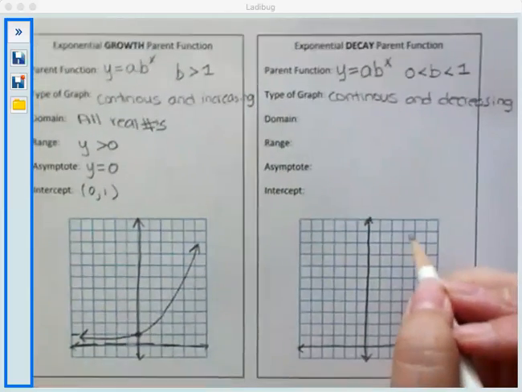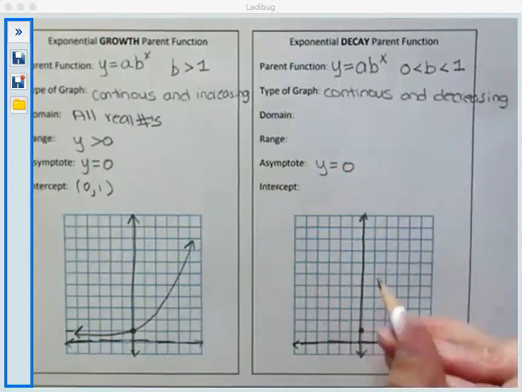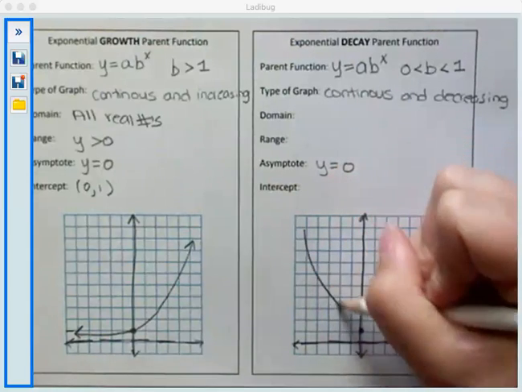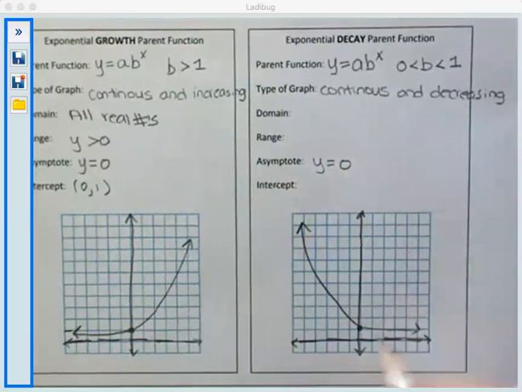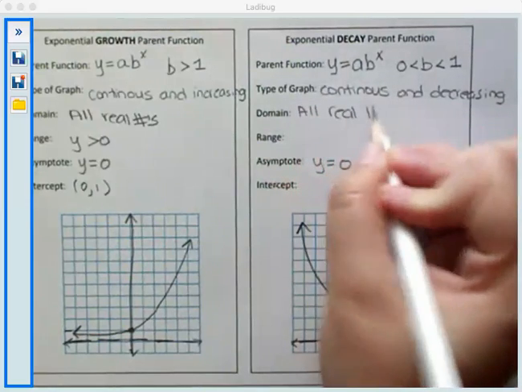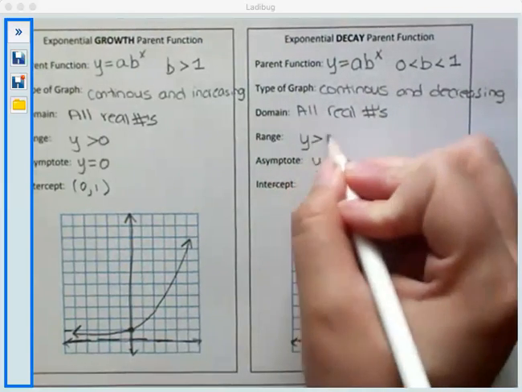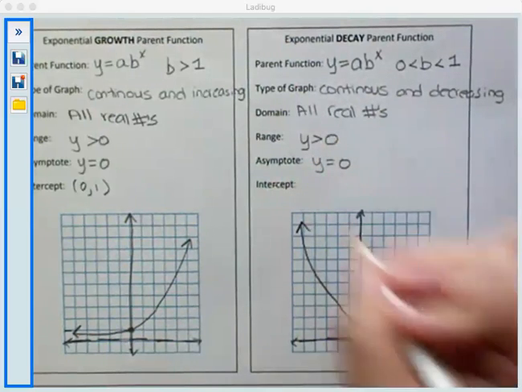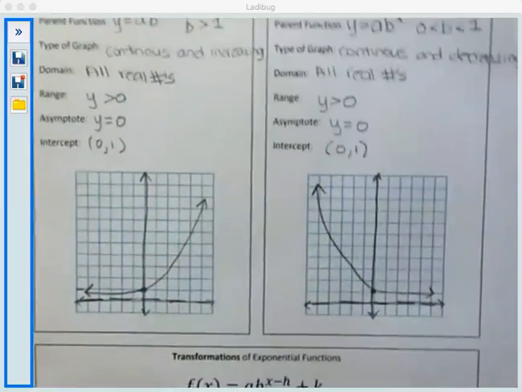Okay. And our asymptote, again, is 0. So we have y equals 0, and our intercept is going to be 1. But instead of growing to the right, we're going to be decaying and decreasing to the right. Okay, so our domain, it goes as far left as it goes right. So we have, again, all real numbers. And we cannot go below 0. So again, our range has to be y is greater than 0. Our intercept, again, is 0, 1. That is for exponential growth and decay.